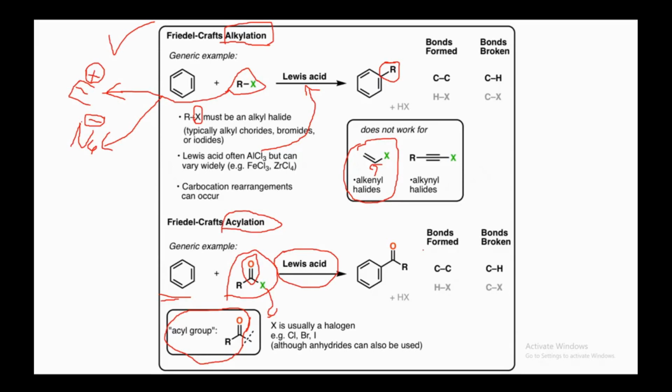The bonds that are being broken in both the reactions are the same, that is the C-H bond is broken in alkylation and the C-H bond is broken in the acylation as well. So the products are different. That is the major difference between these two reactions.